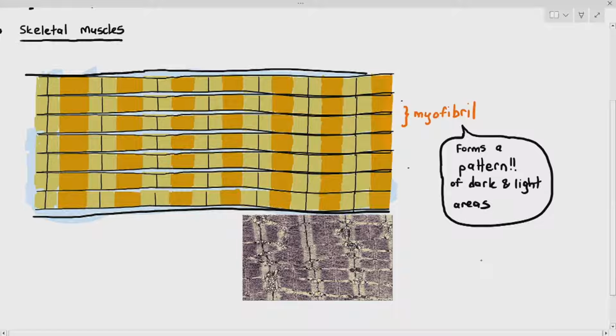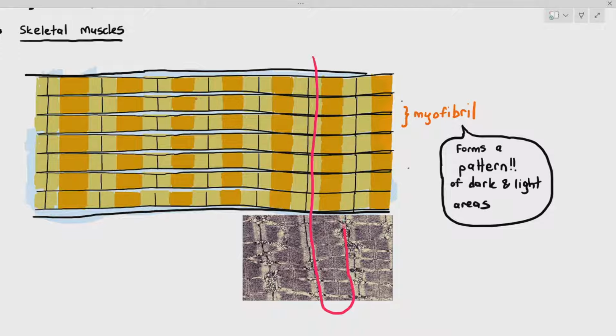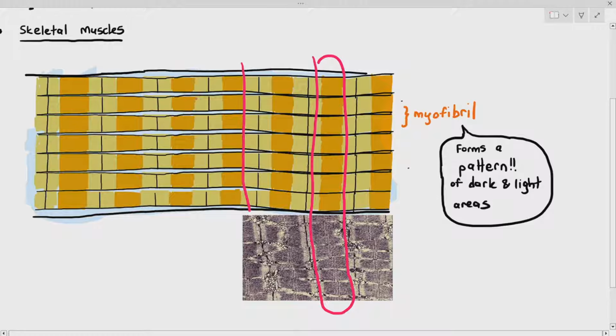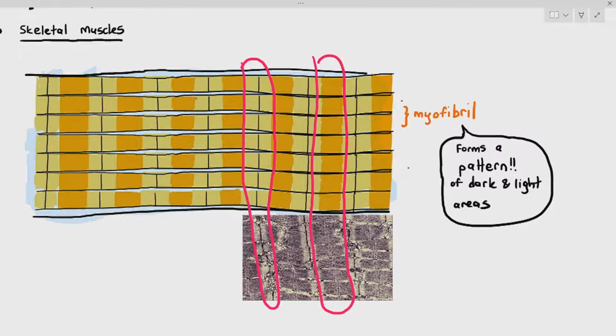And the myofibril, as you can see here, has those patterns of dark and light. The part where I'm circling forms the dark area. I hope you can see that in the actual diagram as well. I'm also circling the light area to compare it. Of course, my diagram and the actual picture of the skeletal muscle fiber are not aligned very beautifully. But I hope you can appreciate that even in the transmission electron micrograph, you can see the patterns of dark and light. That's the first important thing you have to see.